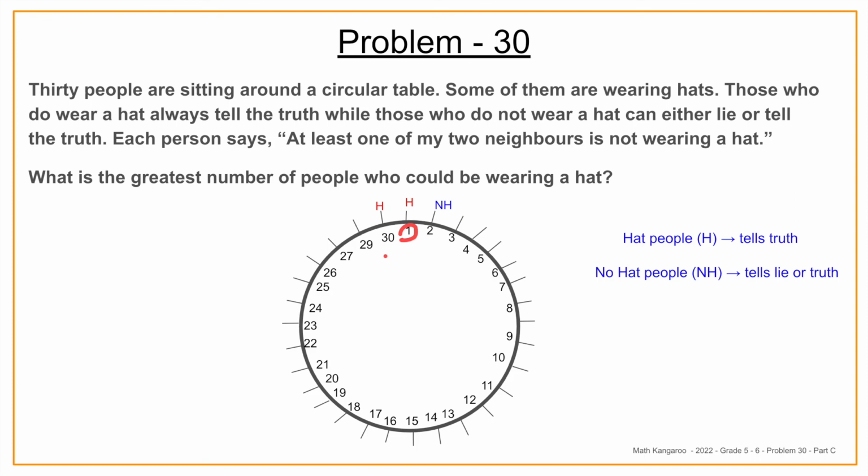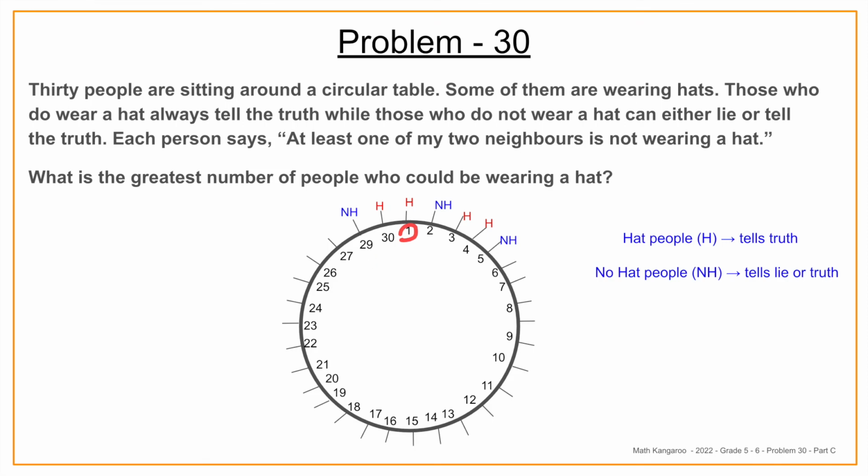Now to maximize the number of people wearing hats, we try to place hat wearers wherever possible while still following the rule. Let's continue. One neighbor of H should not be wearing a hat, so the person on chair 29 should be NH. Chair 3 can be H because chair 2 is NH. Chair 4 can also be H since chair 3 is H, but it still has chair 5 to fulfill the rule. So chair 5 must be NH.